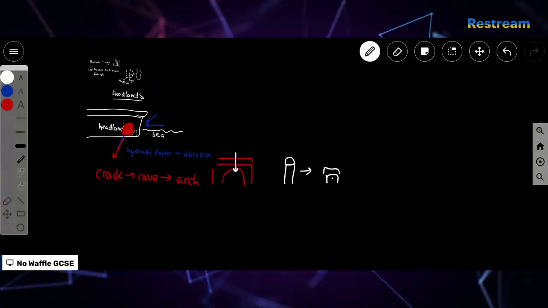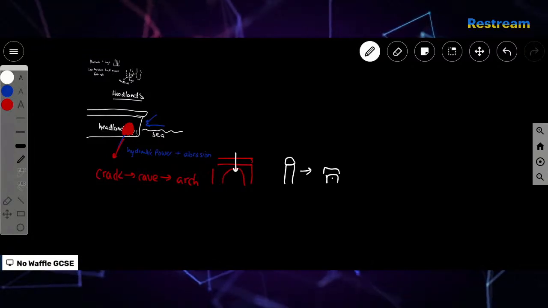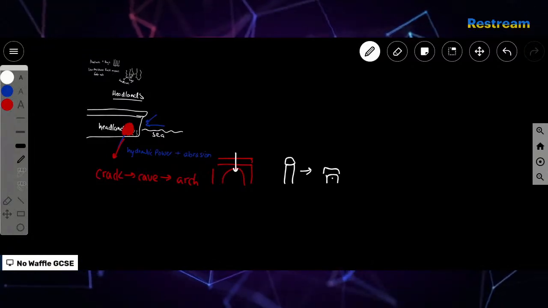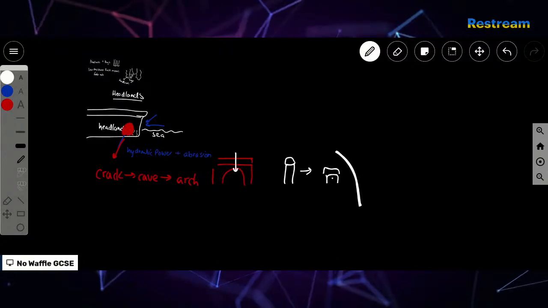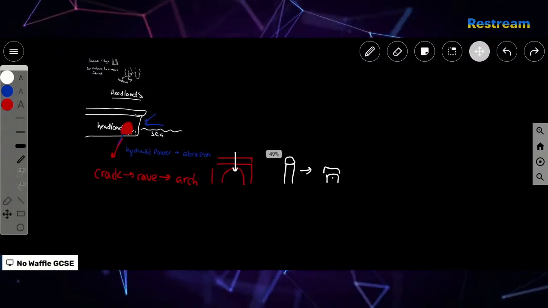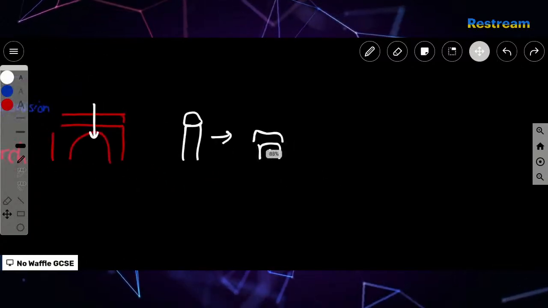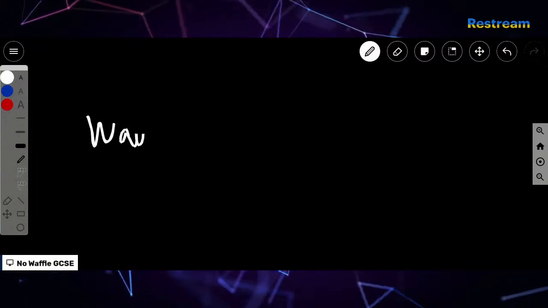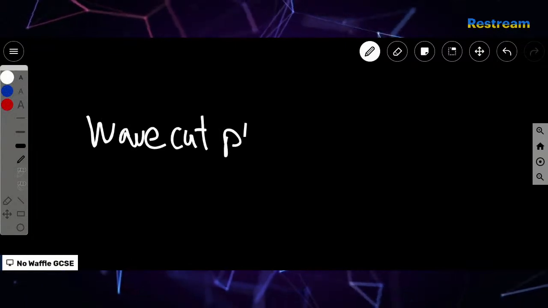Okay, so now we've looked at how headlands are formed. We also need to look at how waves erode cliffs. So let's look at that. Waves also erode cliffs, and waves erode cliffs to form something called wave-cut platforms.